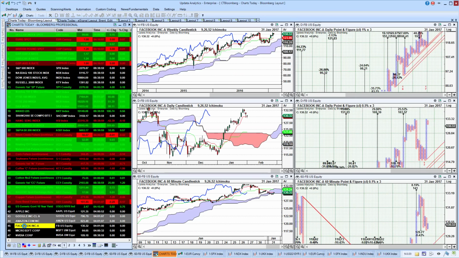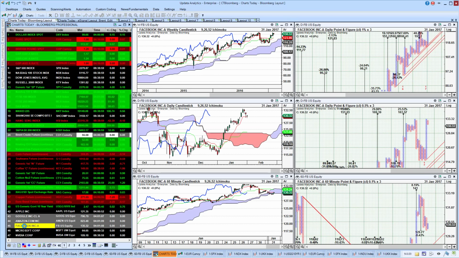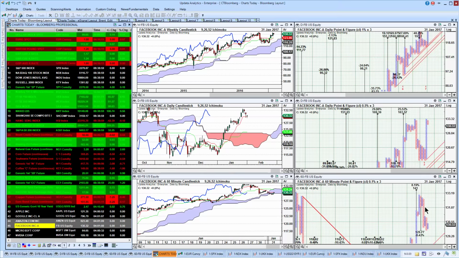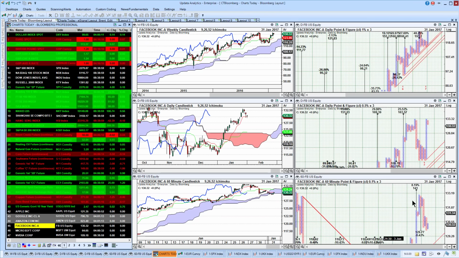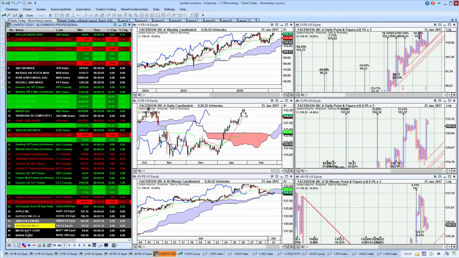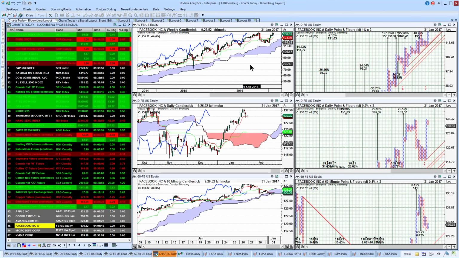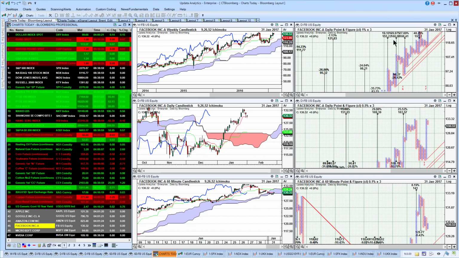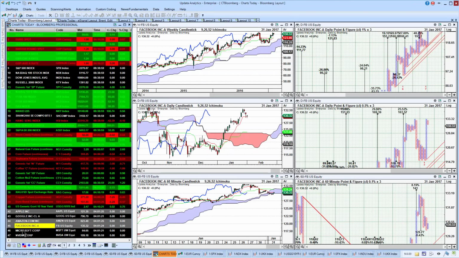Facebook reporting after closing tonight, so that will be interesting. Bullish on all three time frames. This target of 1.41, 8% upside. If they surprise, we might just see that sort of 8% rise in after-hours trading. It'll be quite interesting to see. At the moment, bullish on all three time frames and quite a lot of long-term upside targets to play for.